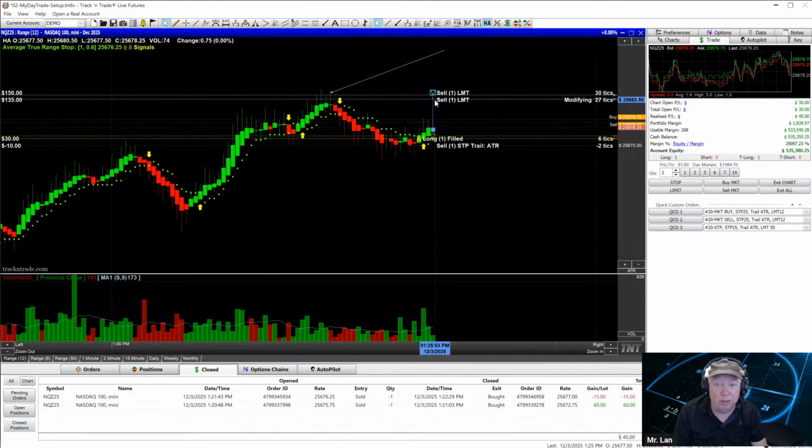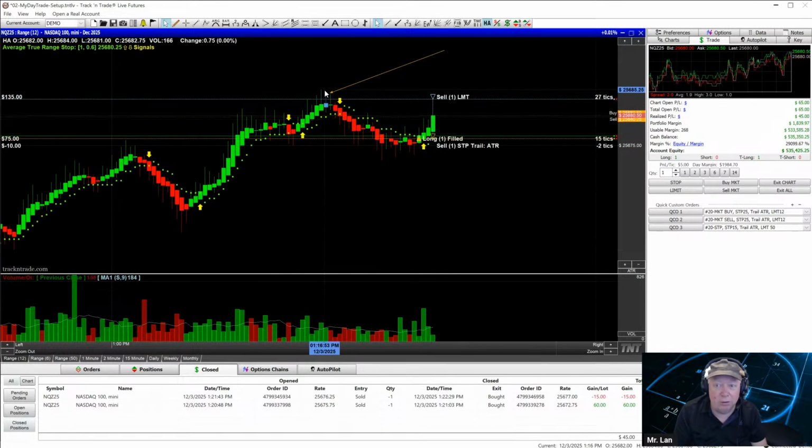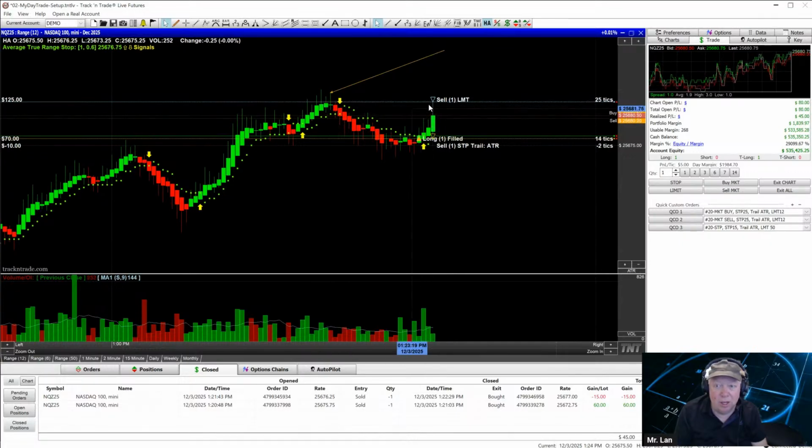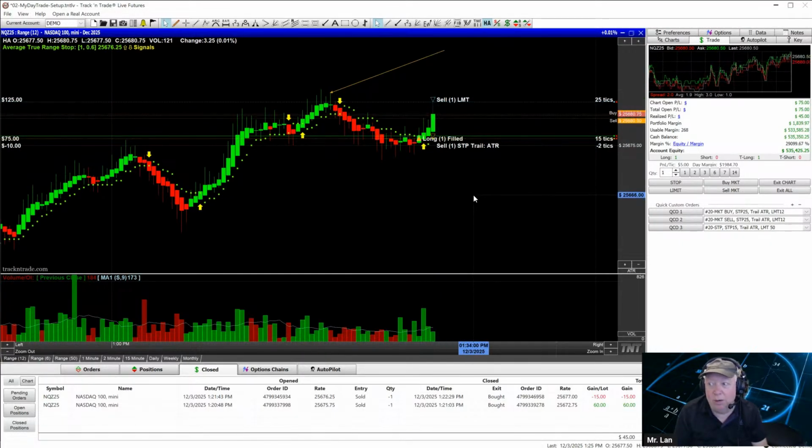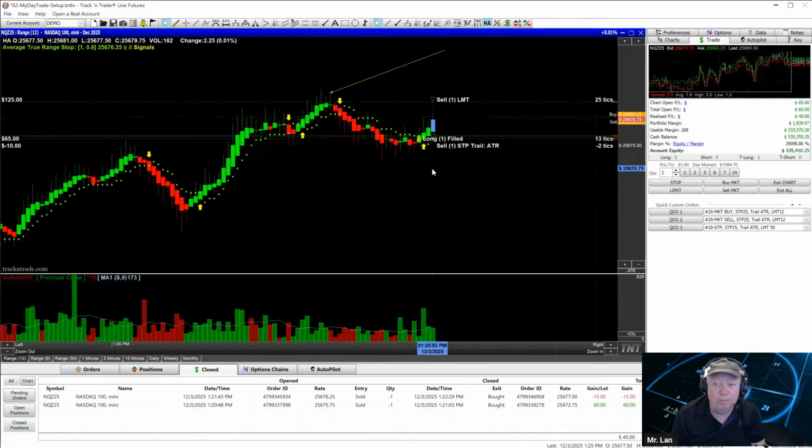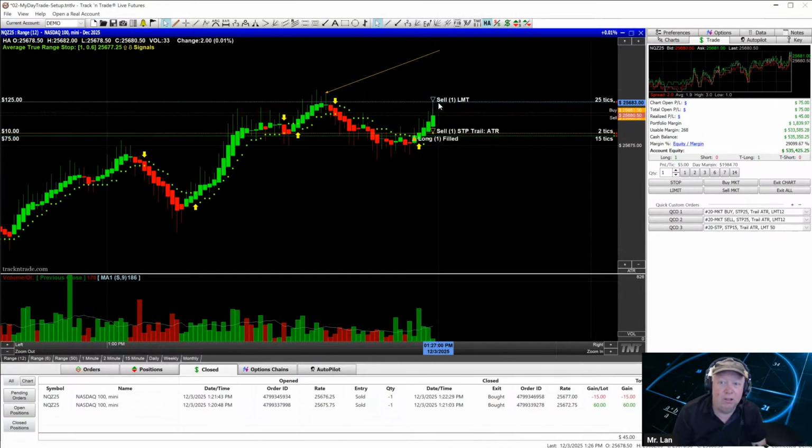So if it comes up, and I don't want it to have to pass that, it's harder for it to do. So if it comes up and just kind of wants to test those previous highs up in here, I'll take my profit off. So we're up right now, $75. We're in with just one contract. If it'll go up, hit that, we'll take our $75 off and we'll be happy.